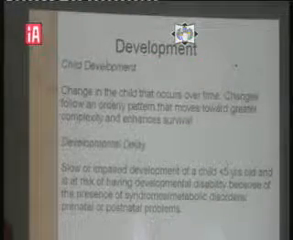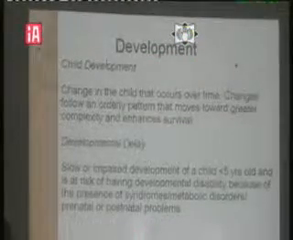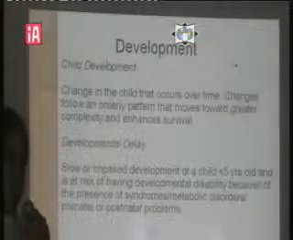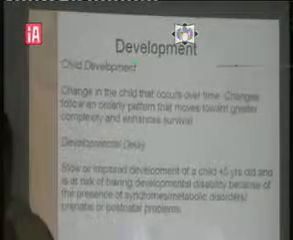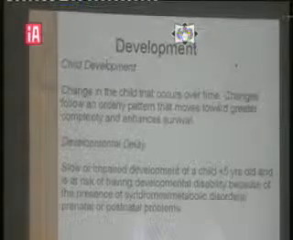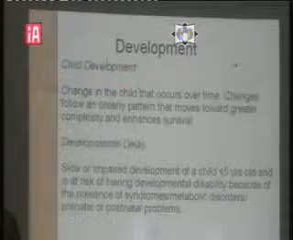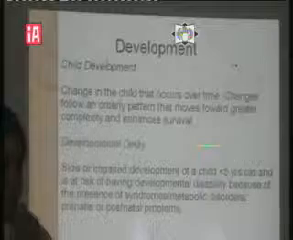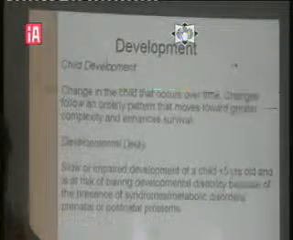There is an orderly pattern, what we otherwise know as developmental milestones. So you should know your developmental milestones extremely well. Otherwise you will not know what is the order and what is the deviance. They move towards greater complexity and enhance survival. So from simple to complex, that is how it actually goes.